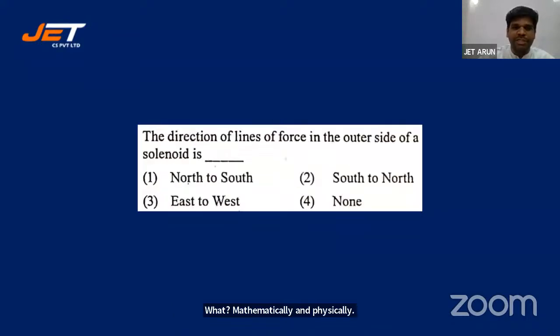All right, here's the next one. Direction of lines of force on the outer side of the solenoid is... We just spoke about this: outer side, inner side. Outside, it's from one to something. Inside, from something to something else. Yes, outside is north to south. Excellent. Inside, it's south to north, students. Inside it is south to north, outside it is north to south.